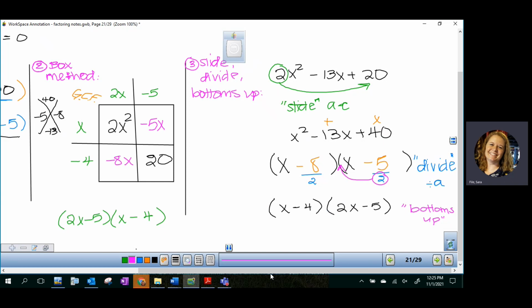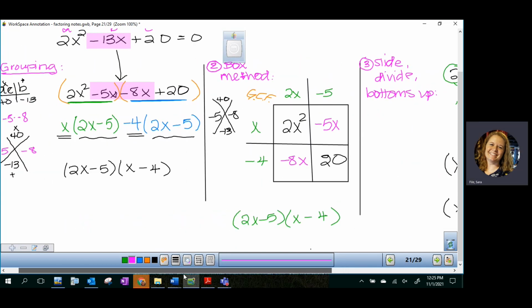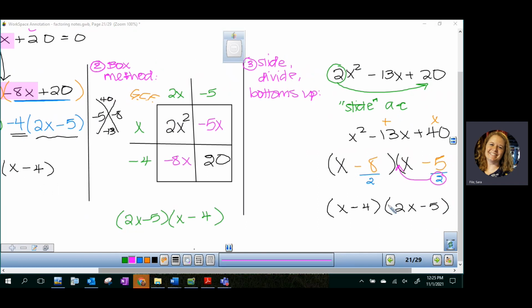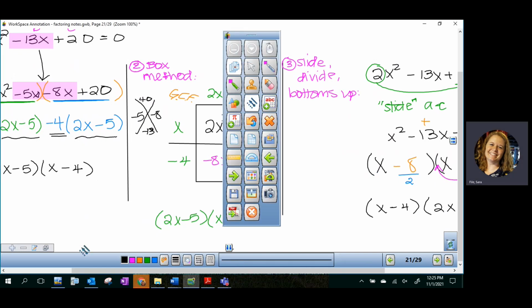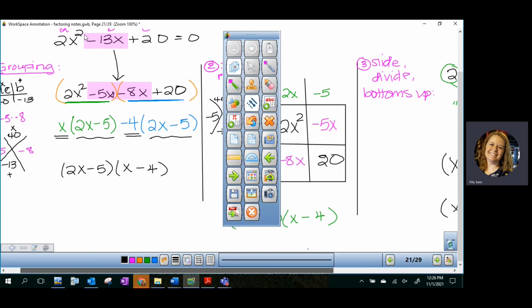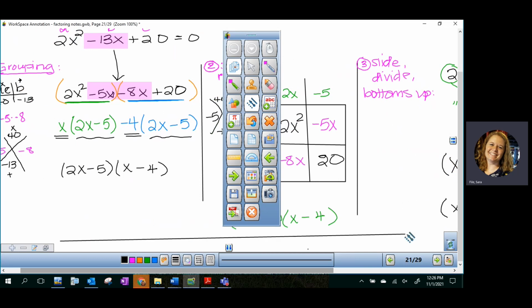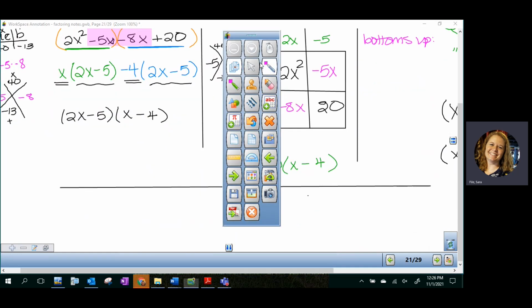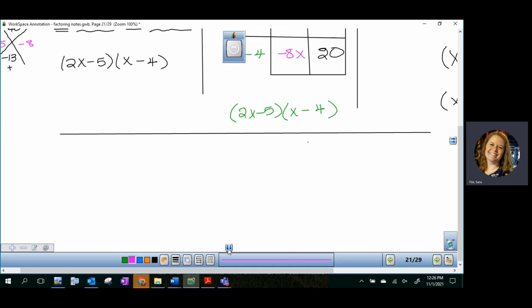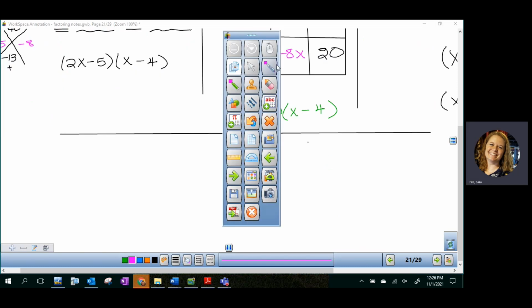All right, so slide, divide, bottoms up, box method, grouping, we all got the same factors, right? Now, the problem actually says solve. So factoring is the first step, and well, the first step was to set it equal to 0. Factoring was the next step. Now, to actually solve, whatever method you chose, you got your factors. Now, those factors all have to be set equal to 0.